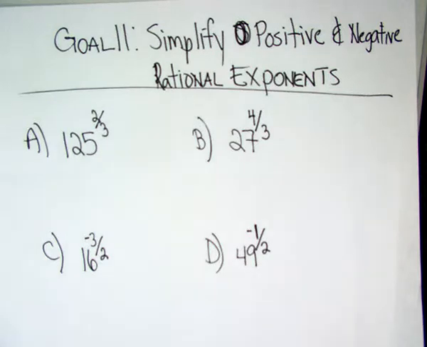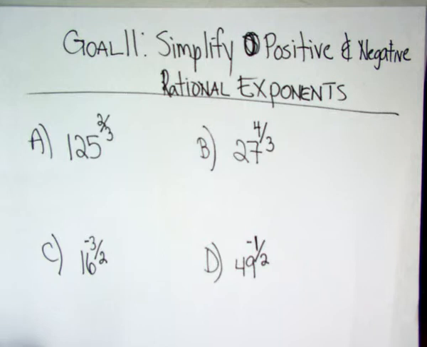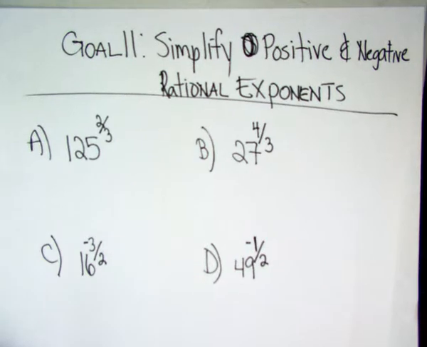All right, boys and girls. Goal number 11 is dealing with simplifying positive and negative rational exponents. Now, this goal, get your calculators ready. It is a calculator-based goal. We can do it by hand, which I am going to show you how to do, but I want you to be able to do this by calculator as well.